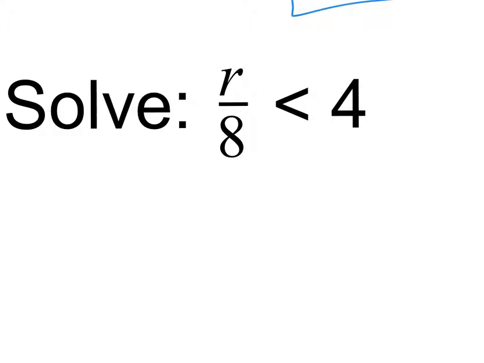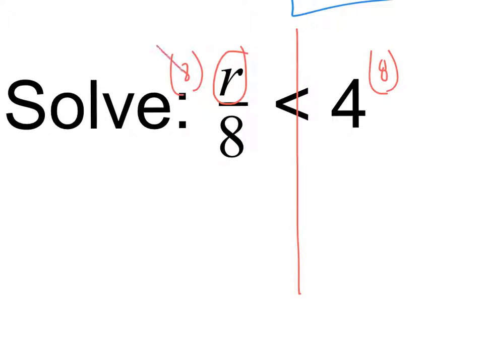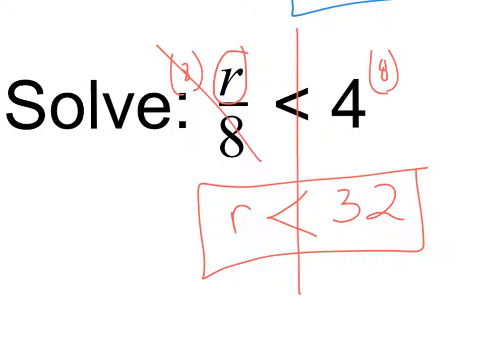All right, problem number 3. R over 8 is less than 4. So once again, we're going to isolate the variable. When you see a fraction, that means there is a division problem happening. So we need to do the opposite of division, which is multiplication. So you're going to multiply both sides of your equation by 8. These 8s cancel each other out, so you're left with r is less than 4 times 8 is 32. So r is less than 32.